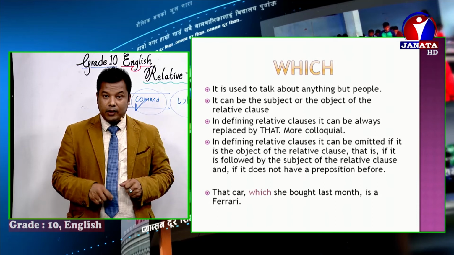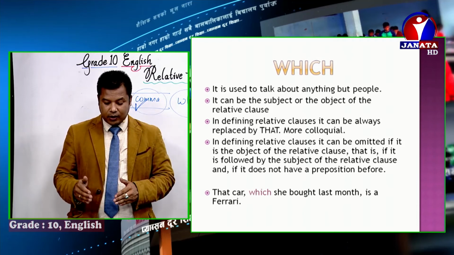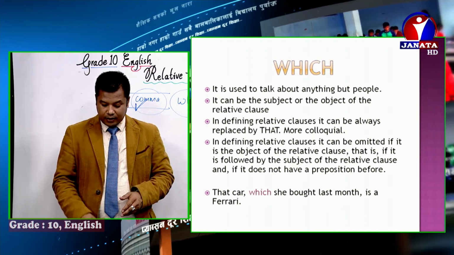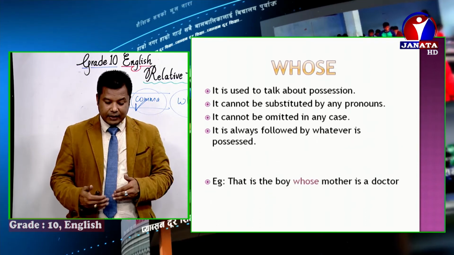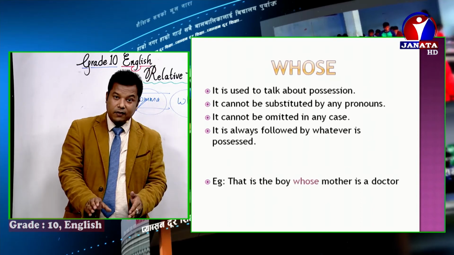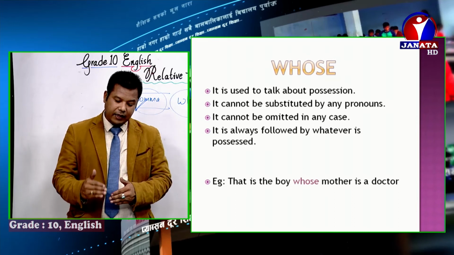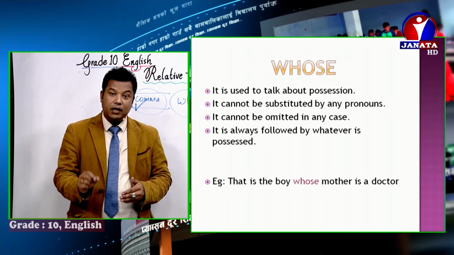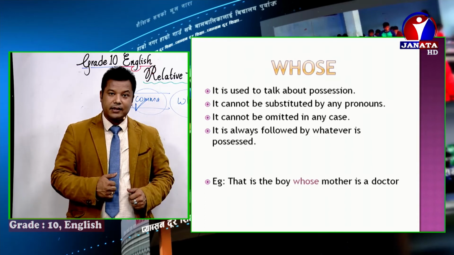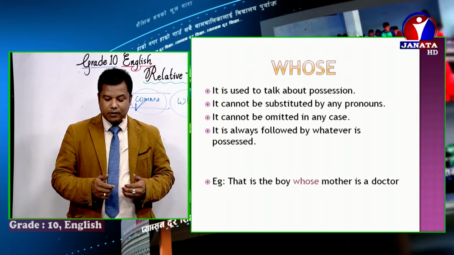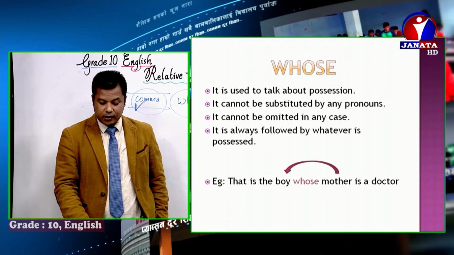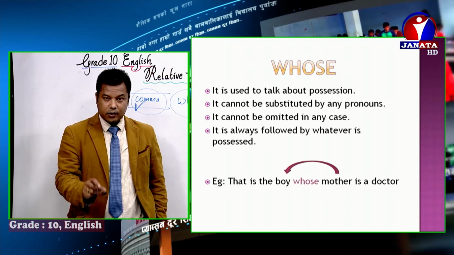Just read the example and you understand. The car which she bought last month is a Ferrari. Examples always keep on making things easy. Now, whose. You can read it right over there, and then just see how the tips that are given to you are being expressed or executed in the sentence given for us. That is the boy whose mother is a doctor. And when you are showing that, see, the arrow is going to help you understand everything that is talked about.